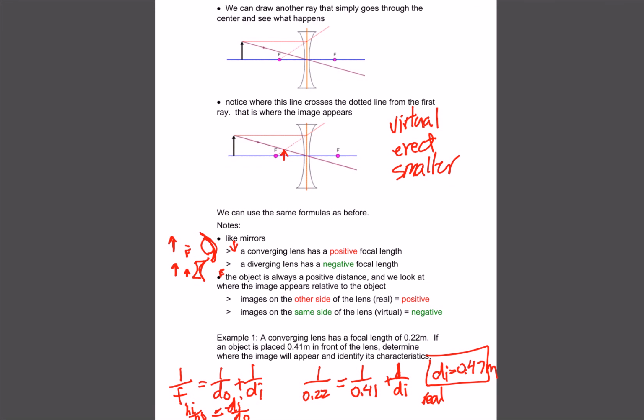And that's it. So you can see pretty much the same thing as mirrors. You just got to remember a few differences. Think of the back side of the lens and think of it being upside down, right side up, and so on. And that's all.